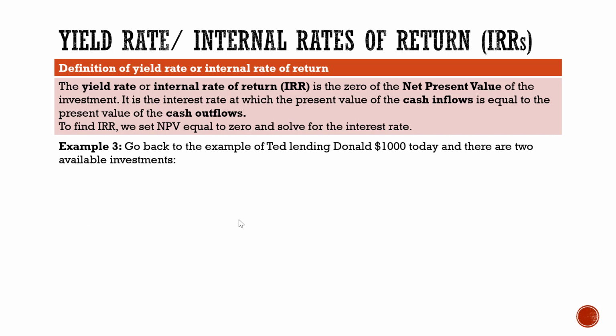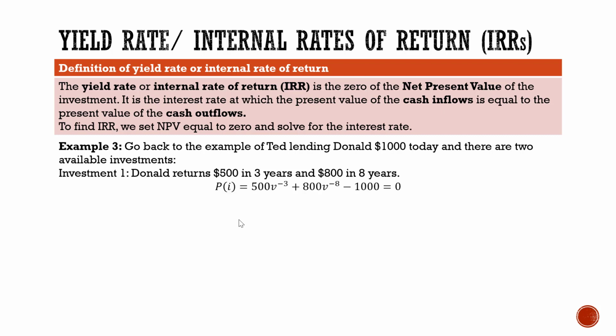So here go back to the example of Ted lending Donna $1,000 today, and there are two available investments. In the first investment, Donna returns $500 in 3 years and $800 in 8 years, and in the second investment, Donna returns $550 in 3 years and $720 in 8 years. So for the first investment, P(i) is the net present value, and that is 500v^3 plus 800v^8 minus 1,000, and we set this equal to 0 to solve for i.